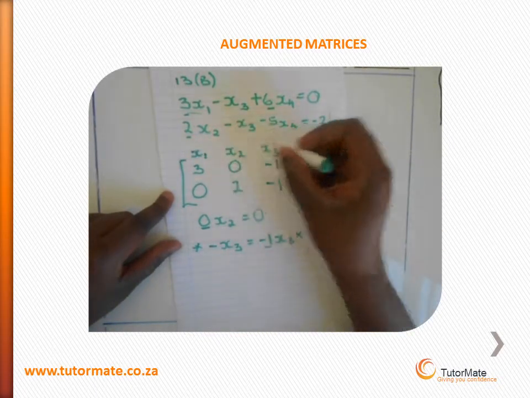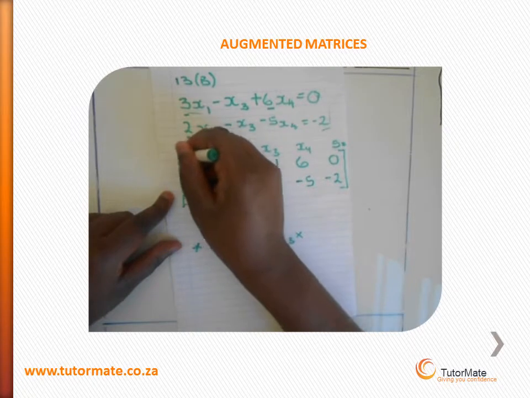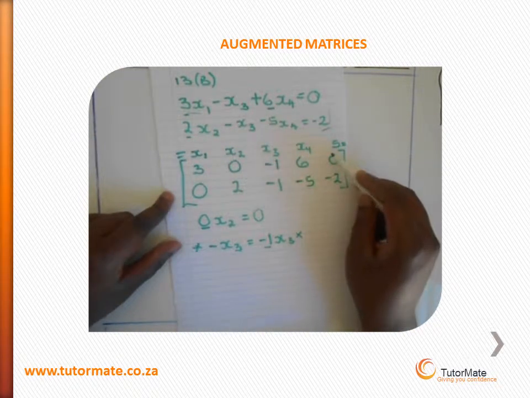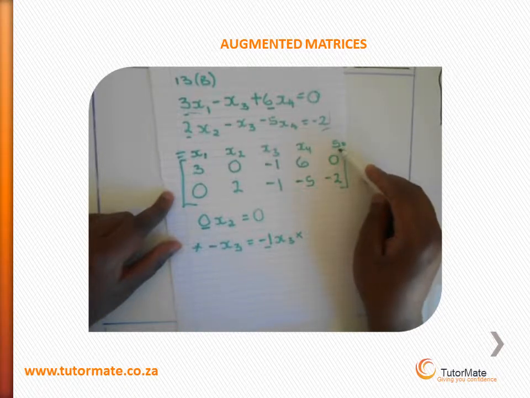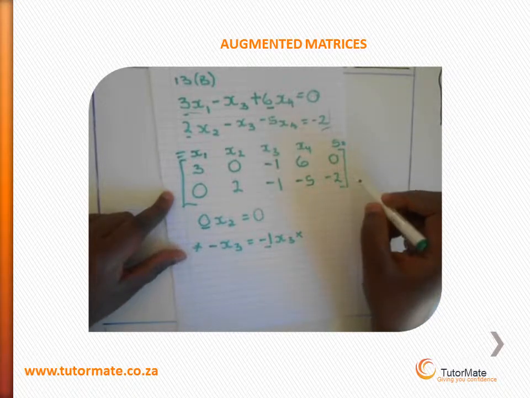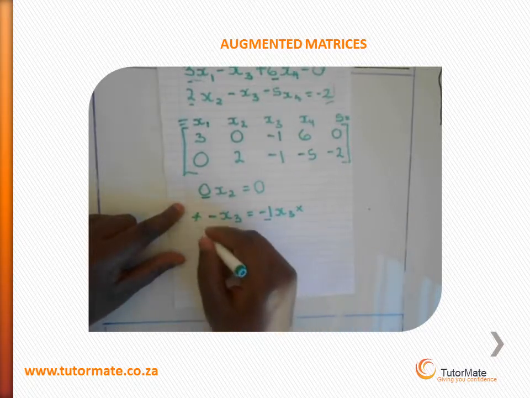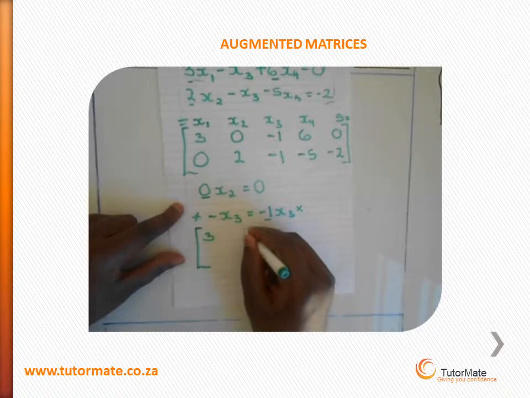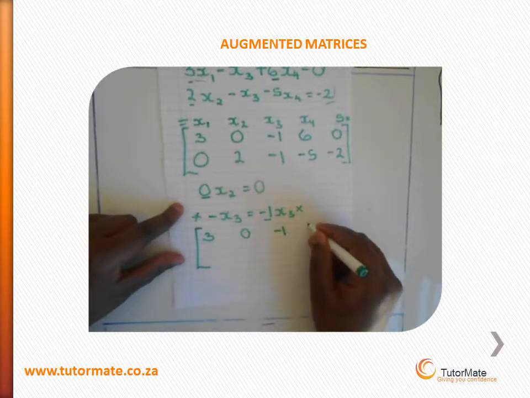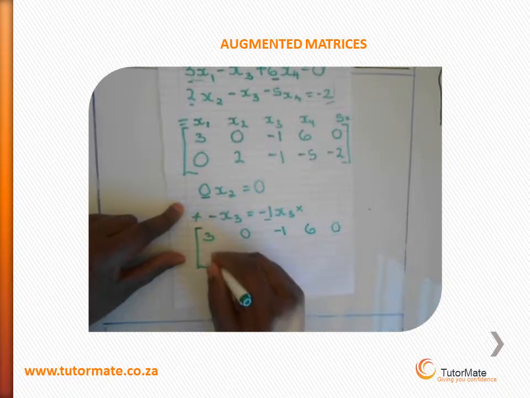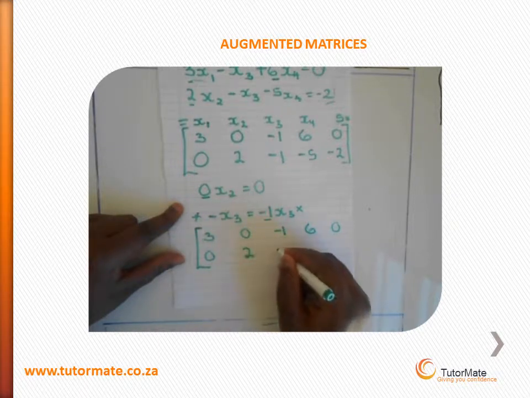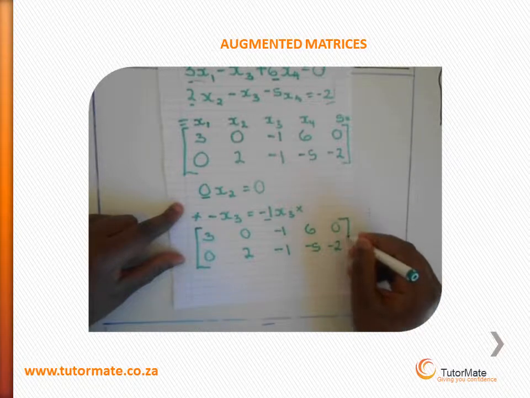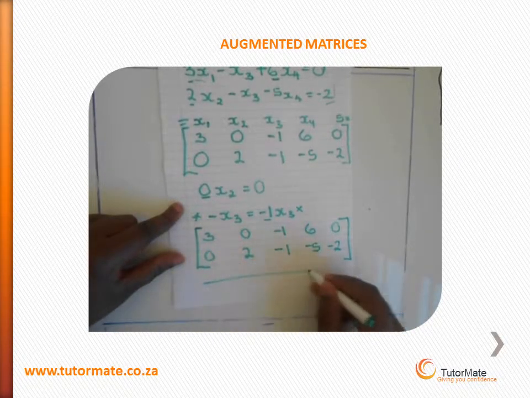You don't need to write these variables when you write an augmented matrix. You are not required to write these variables. I just put them so that it can be easy to understand. But now if I write my augmented matrix the way it's supposed to be written, it's only going to look like this: 3, 0, minus 1, 6, 0, 0, 2, minus 1, minus 5, minus 2. Therefore, this is now my augmented matrix.